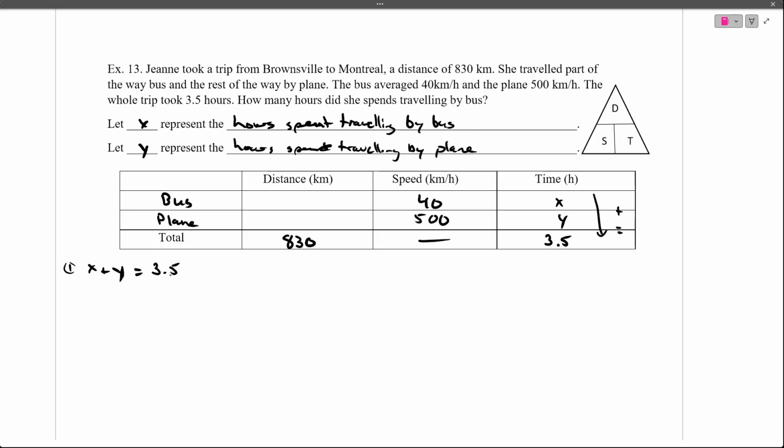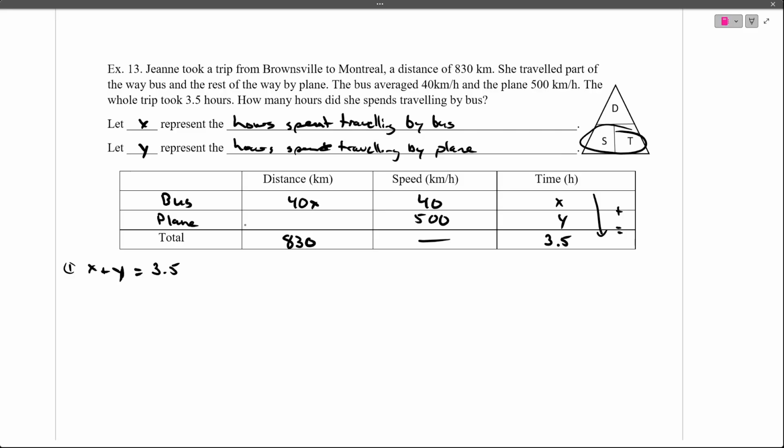Well, where do we get the other equation? Where else do we have information? We don't have any direct information. But you know what we do have? We have a triangle. Let's use this triangle to create another equation. Since the middle column isn't really useful in terms of total speed, we have to do something with the distance column. How can I calculate distance? Distance is just speed times time. So that's 40 times x, so this is just 40x.